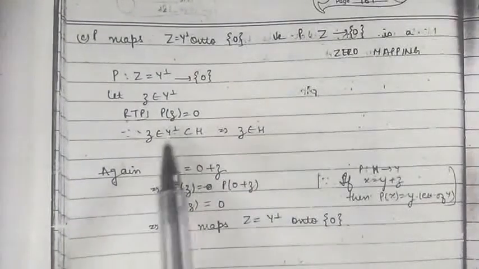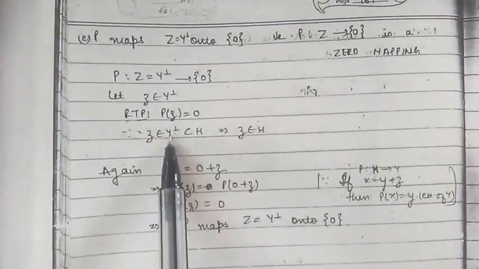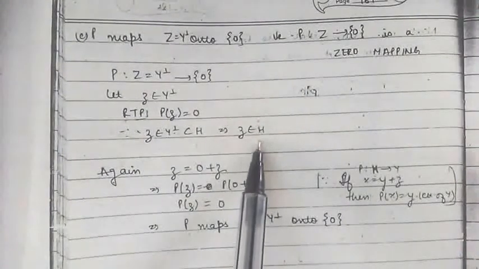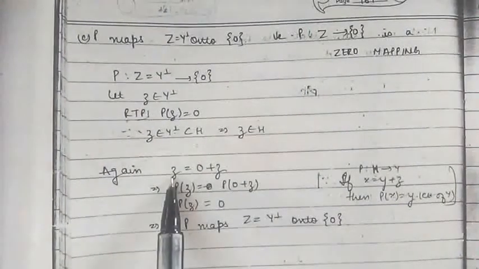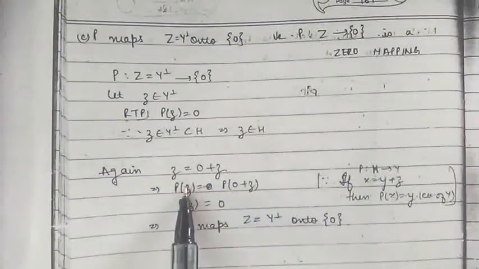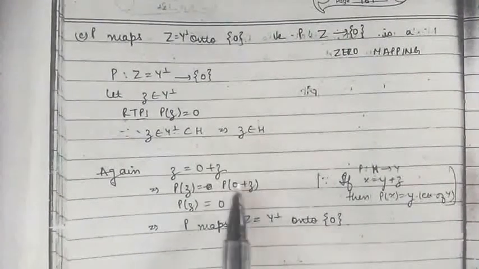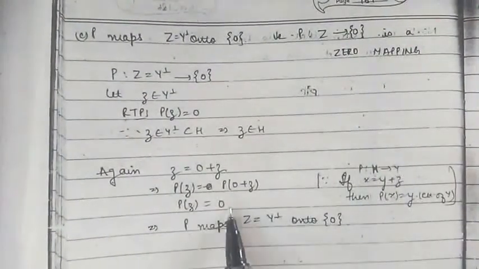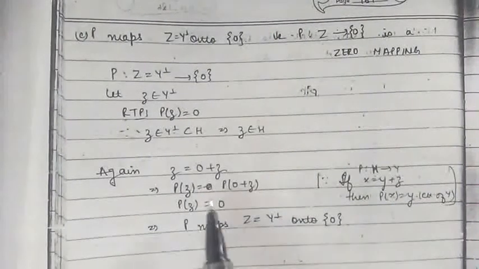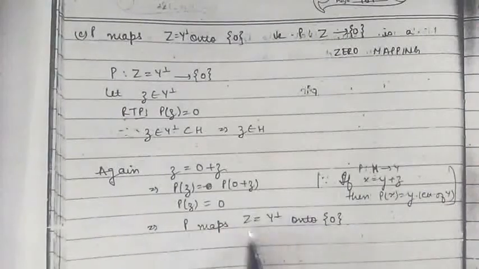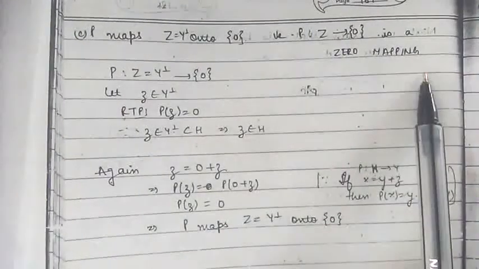Now, because z belongs to Y complement and Y complement is a subspace of H, this element will belong to H. Now, we can write z as 0 plus z. Now, let us find the image of z. Image of z means image of 0 plus z. Again, by using this definition, P of z will be 0. So, the image of every element of Z under P is 0. So, we can say that this mapping is the zero map.